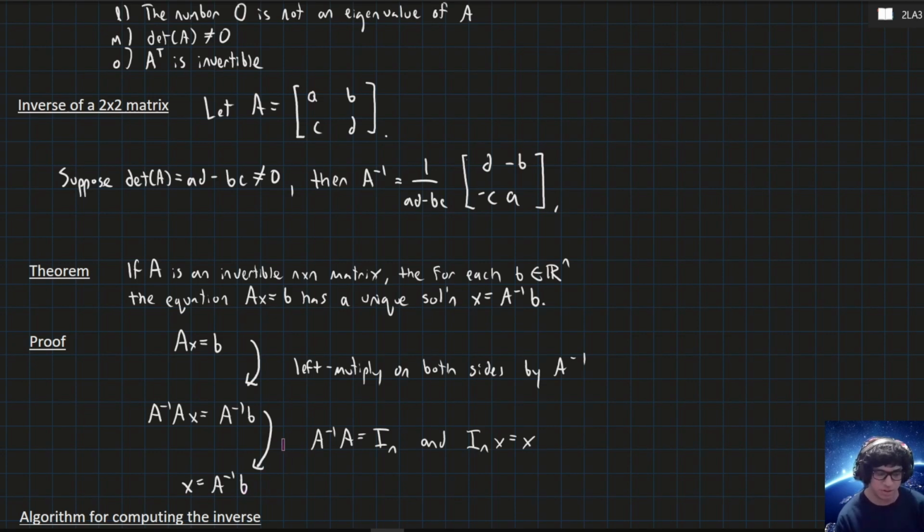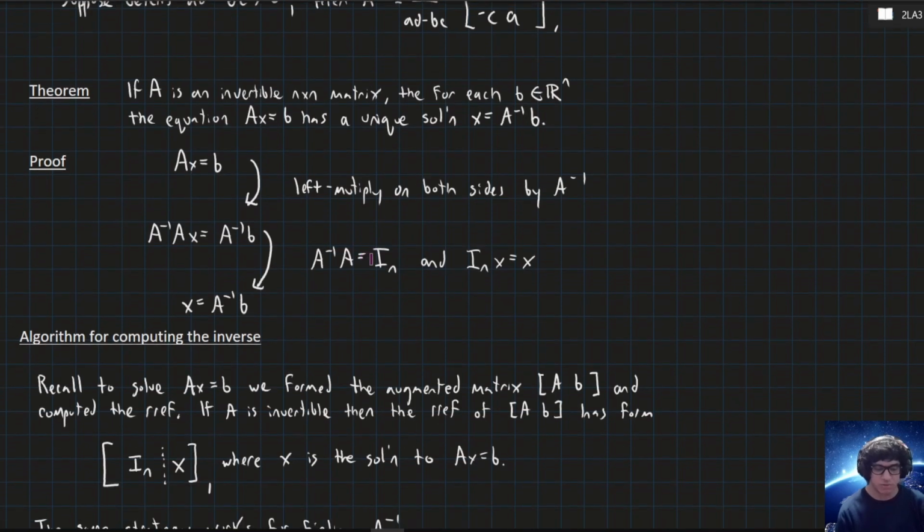So in this situation, the real hard part is computing A inverse. We know how to calculate the inverse of a 2 by 2. How do we do it for bigger matrices? What we want to do is remember how we solved AX equals B originally. What we did is we formed an augmented matrix like this, and then computed the reduced echelon form.